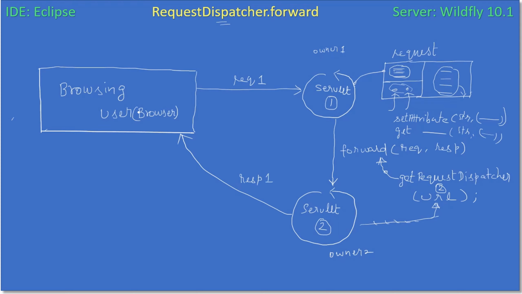So from the browsing user's perspective, the form is submitted to servlet 1, or the request is sent to servlet 1, and the browsing user never knows that there is one more servlet involved in the request processing. All they know is they send the request to some servlet and they got the response, and they may not know which servlet is serving them.